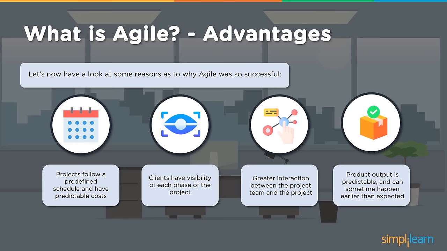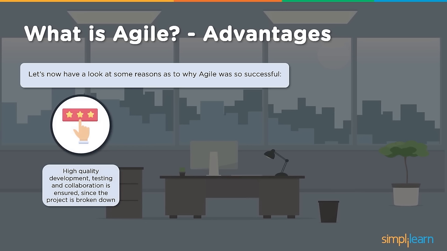So next, high quality development, testing and collaboration is ensured since the project is broken down. Now each iteration, each module, each piece of software which is being created is tested regularly, and feedback is obtained from the user as well. Active involvement of users is ensured so that they are acknowledging it. So what the customer needs is given.